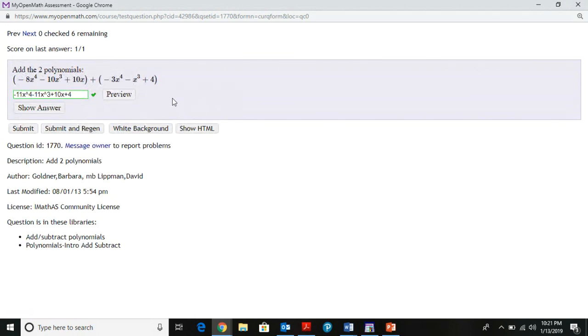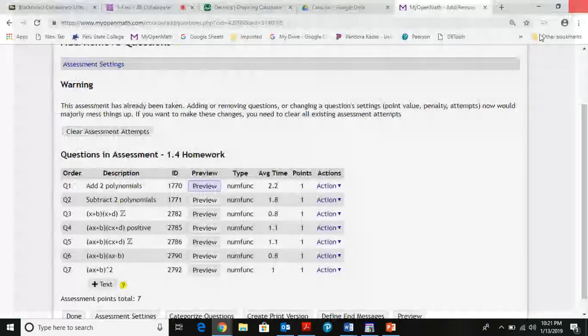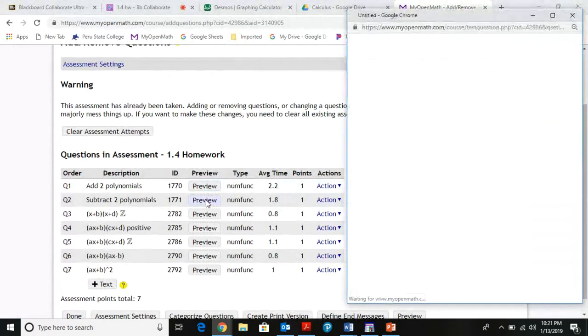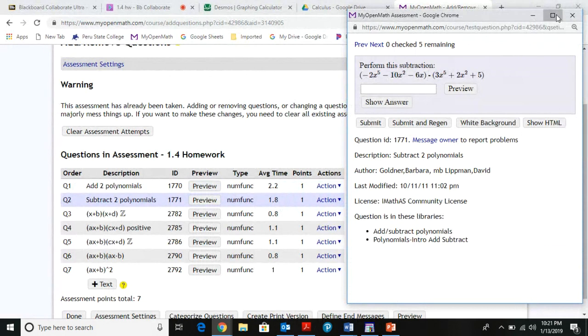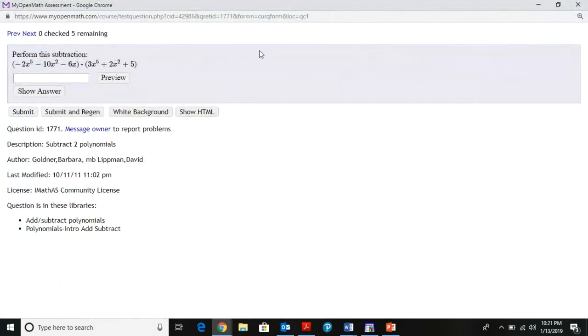So notice again, it said the syntax was okay. That's just telling us that we've entered a valid answer. It doesn't mean it's right. It just means it looks good. So that was adding. Subtracting is the same thing. Just make sure that you're distributing that minus sign through.